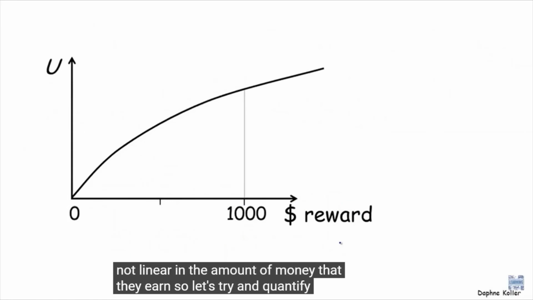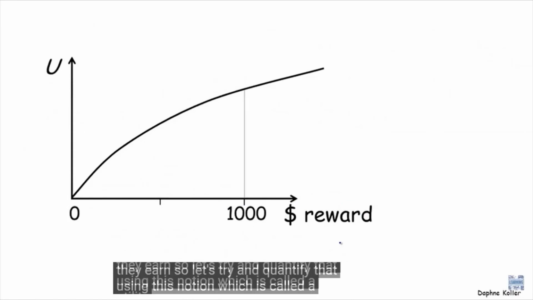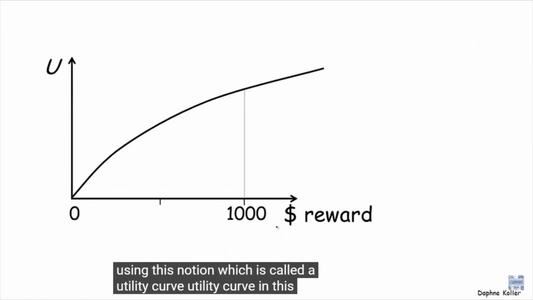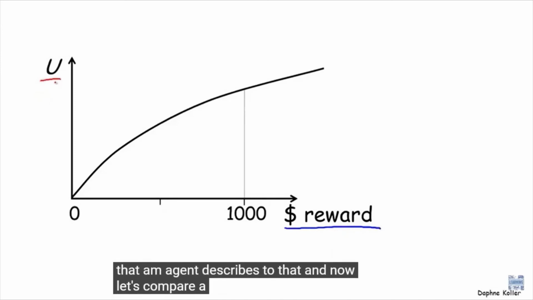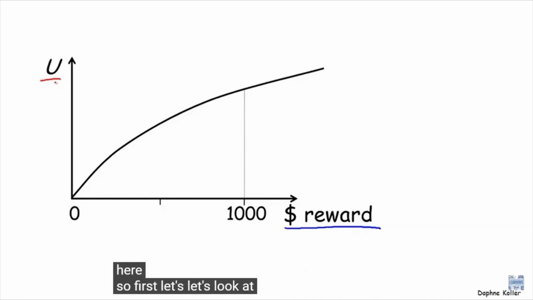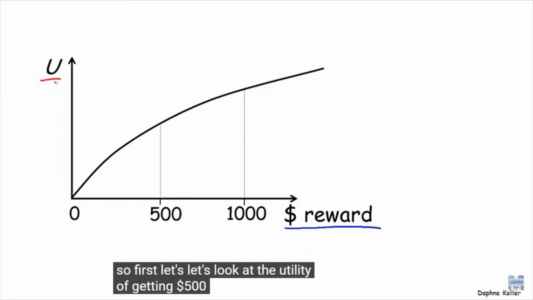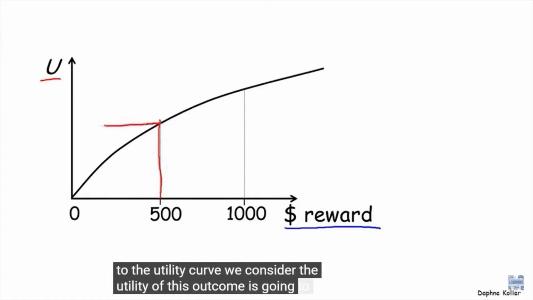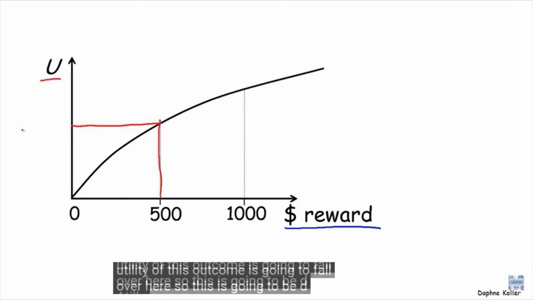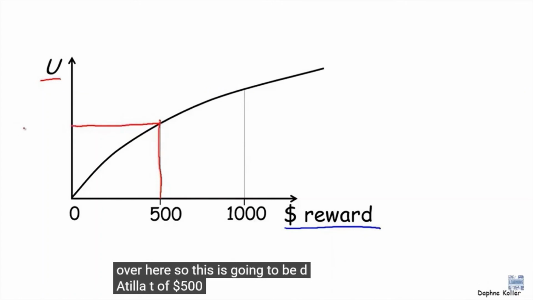So let's try and quantify that using this notion, which is called a utility curve. The utility curve in this case has as the x-axis the dollar amount that you get, and on the y-axis the utility that an agent ascribes to that. Now let's compare a few different scenarios here. First, let's look at the utility of getting $500. If we go up from 500 to the utility curve, we can see that the utility of this outcome is going to fall over here. So this is going to be the utility of $500.